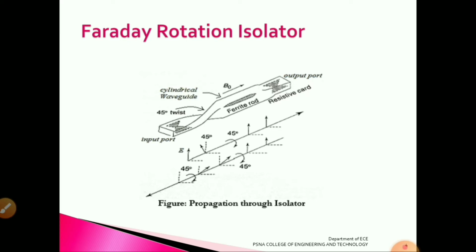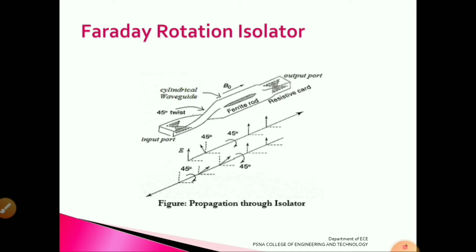Now we will see the operation of the isolator. Consider two cases. The first case is when the wave is traveling from port 1 to port 2. The second case is when the wave is traveling from port 2 to port 1, that is, output port to input port. Now we will see the first case, that is, the wave is traveling from the input port to the output port.